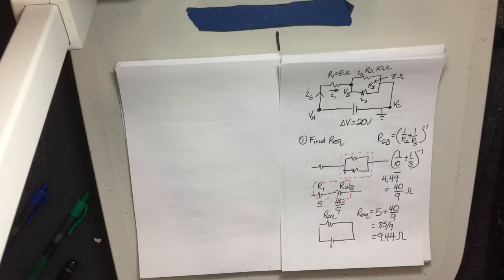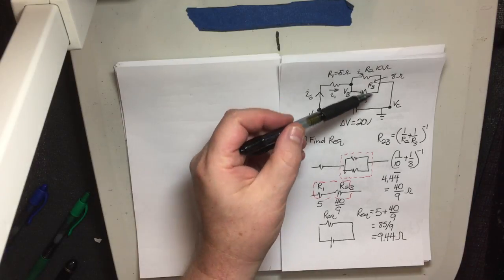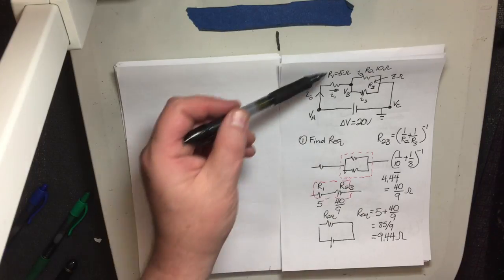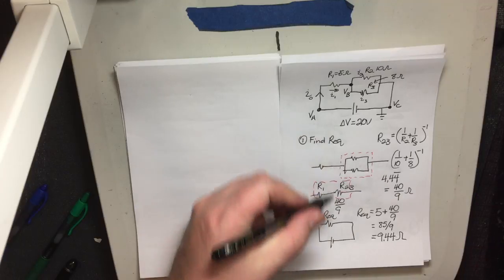Yes, question? So why is it R2-3? Like what happens to R1 right there for R2? Well, R2 and R3 got smooshed into R2-3. R1 just came down normally.